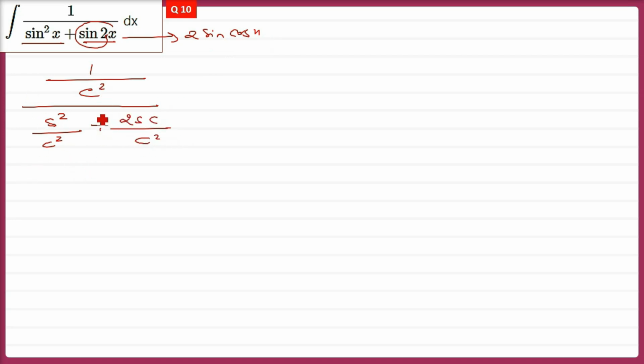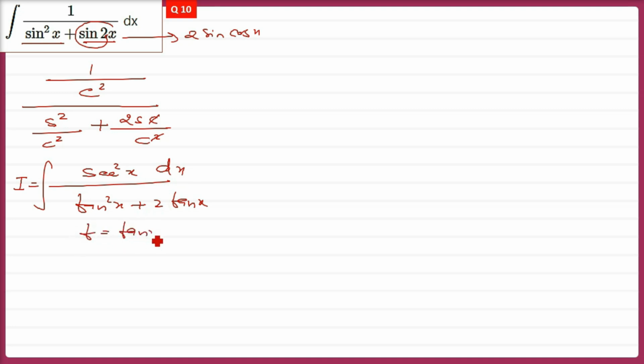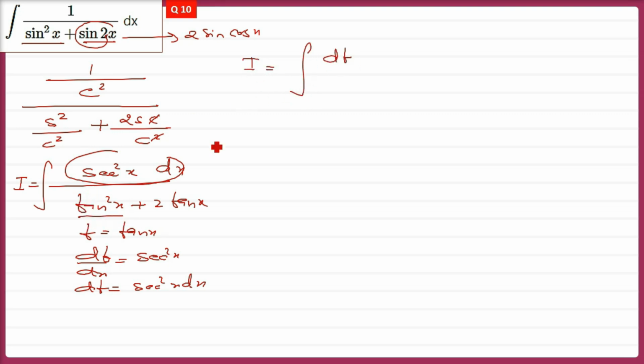What do you get in the numerator? 1 by cos square x will be sec square x. Now this sin square by cos square will be tan square. And 1 cos gets cancelled, 2 sin by cos will be tan. So 2 tan x you will get. Now just integrate it, because tan x gives you directly sec square x. So t, when we place it as tan x, dt by dx will give you sec square x. That means dt will be equal to sec square x dx. Numerator you got. Integration will be something like this: dt in the numerator, and tan square x plus 2 tan x, which is t square plus 2t.